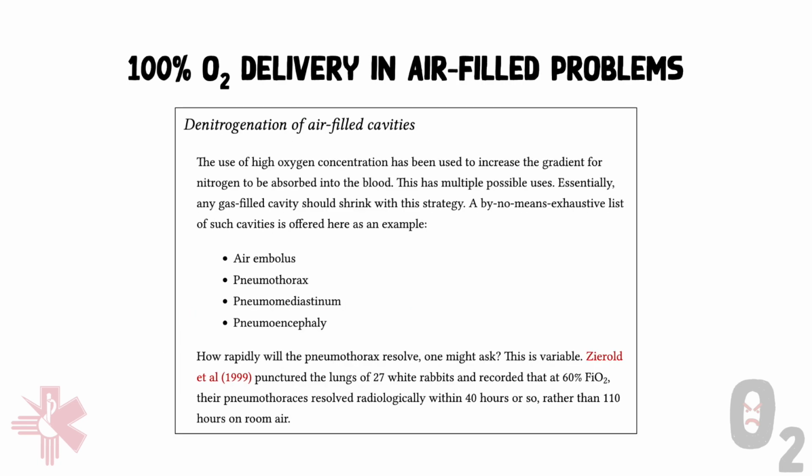The next one is something that I came across while I was putting this video together, and this is denitrogenation of air-filled cavities. That sounds a little complicated, but basically if you have a situation where there's a pocket of air in the body that's causing problems, for example, a pneumothorax, if you fill that cavity with oxygen instead of just regular air, which is mostly nitrogen, and you slowly get that cavity all the way full of oxygen, that oxygen will then make its way into the bloodstream, and it could potentially reduce the size of that cavity.